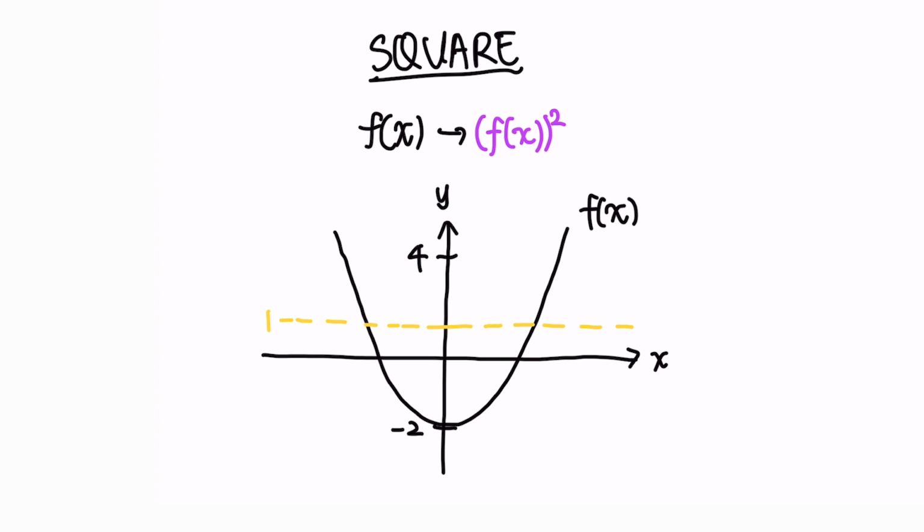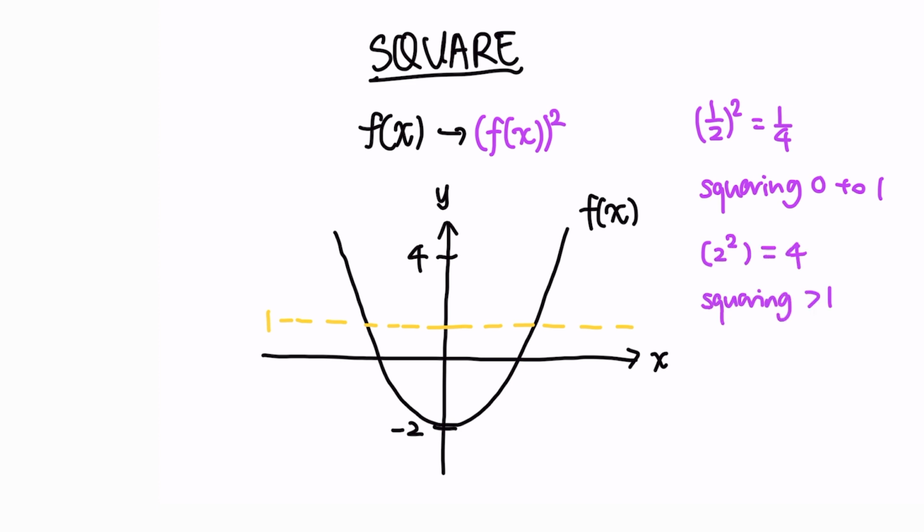For the rest of the parts, there's one property of squares that we need to consider. When we're squaring a number between 0 and 1, the number actually becomes smaller. For example, half squared will become a quarter. This is when we're squaring a number from 0 to 1. However, if we're squaring a number more than 1, for example 2, we'll get a number that is bigger than the initial number. So, how does this help us?